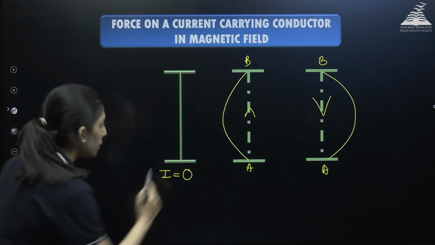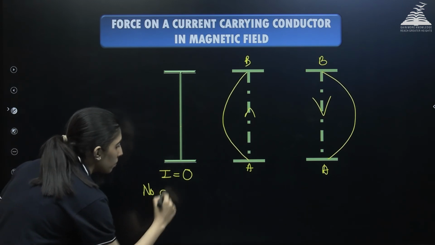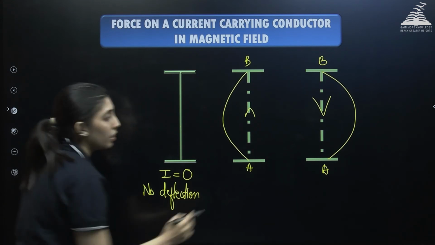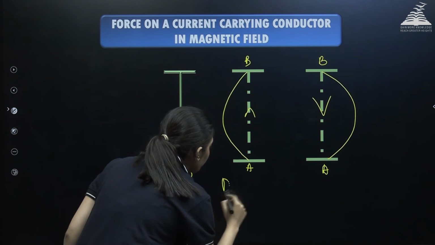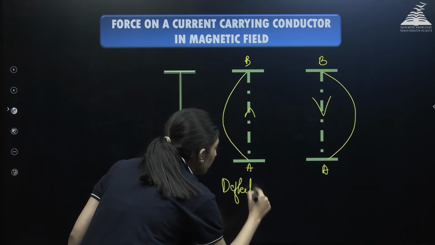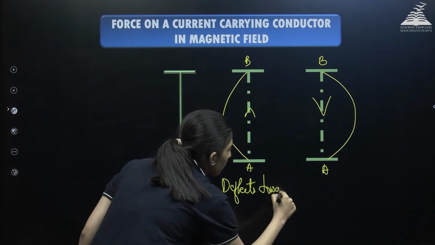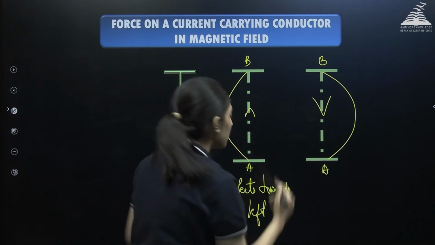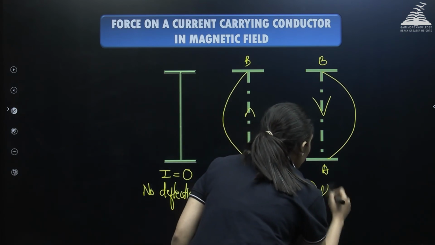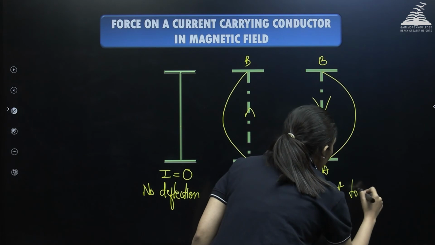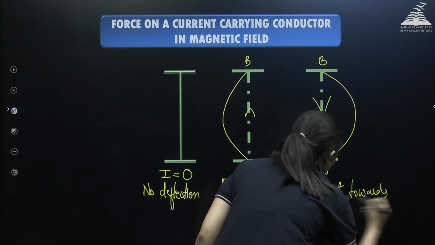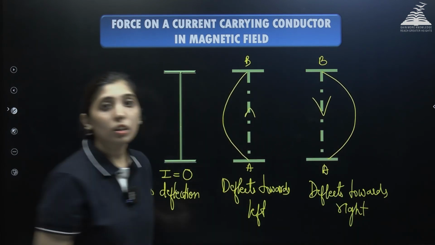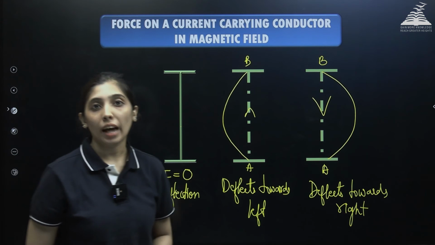So, in each case, here no deflection. Here it deflects towards the left. Here it deflects towards the right. The deflection occurs due to the force acting on the current carrying conductor.